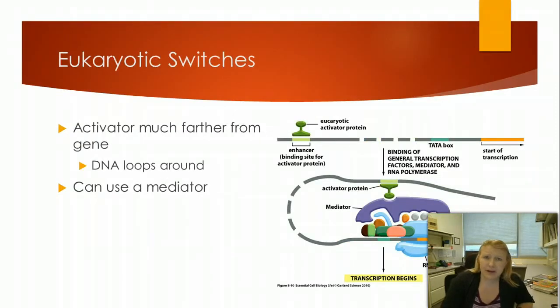So that was simple, right? Here's the harder one, when we start talking about eukaryotic switches. Eukaryotes, as I said, don't generally have operons. In fact, most of them don't. And so they have these really complicated switches.